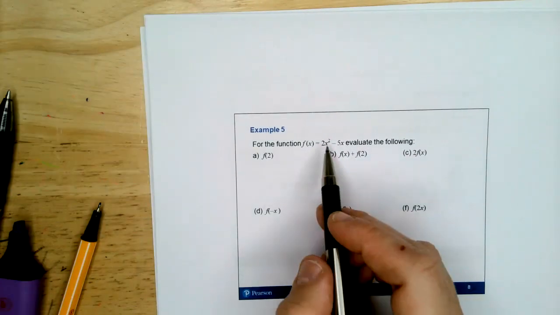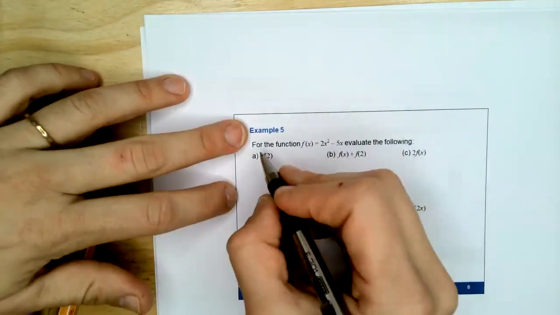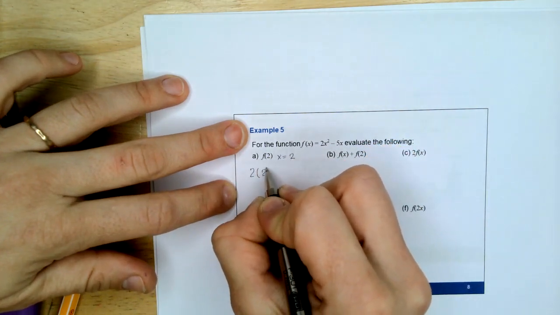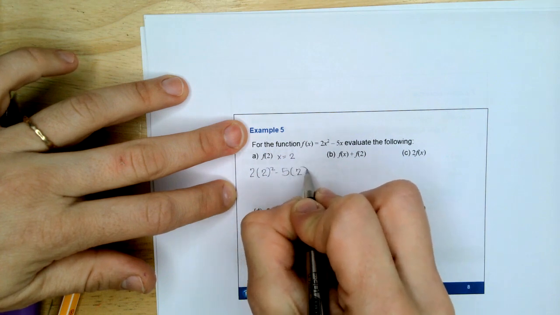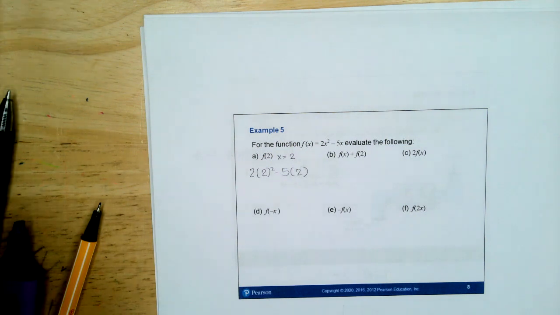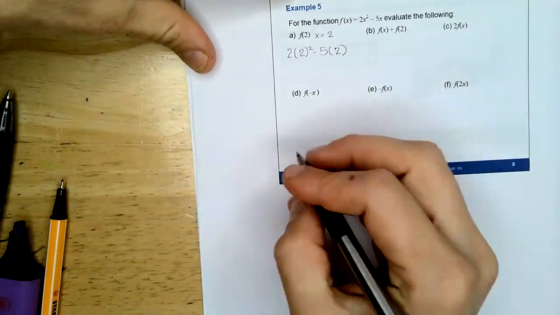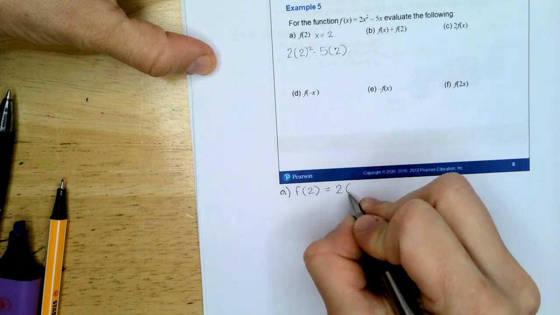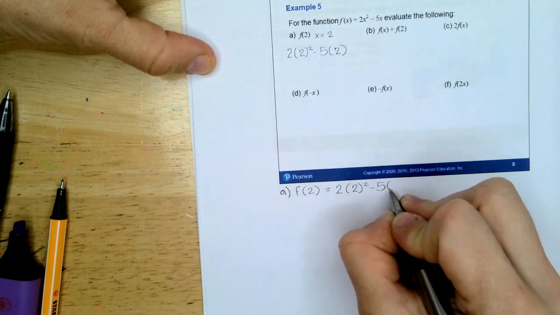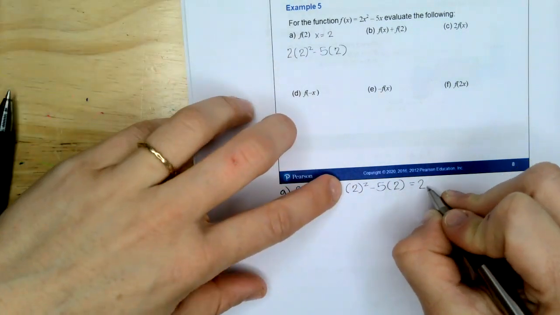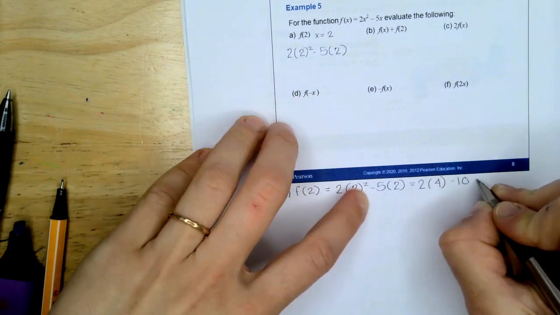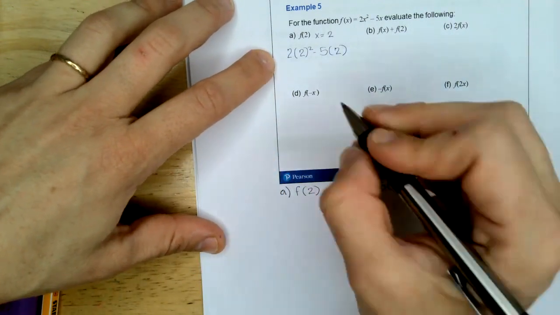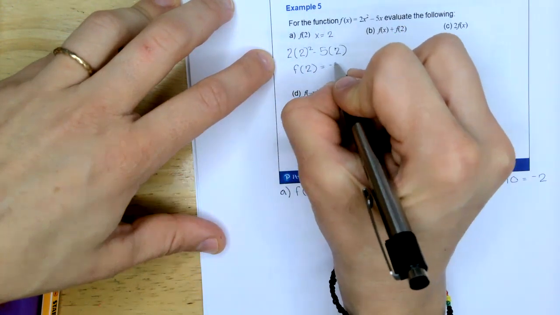All right, for the function f of x equals 2x squared minus 5x, evaluate the following. So let's just practice. f of 2 means that x is now equal to 2. So we're going to say 2 times 2 squared minus 5 times 2, right? I should probably move this all down. All right, A was f of 2 is equal to 2 times 2 squared minus 5 times 2. So that's now 2 times 4 minus 5 times 2 is 10, right? So we have 8 minus 10, which is negative 2. So how I'm going to write this is f of 2 is equal to negative 2.